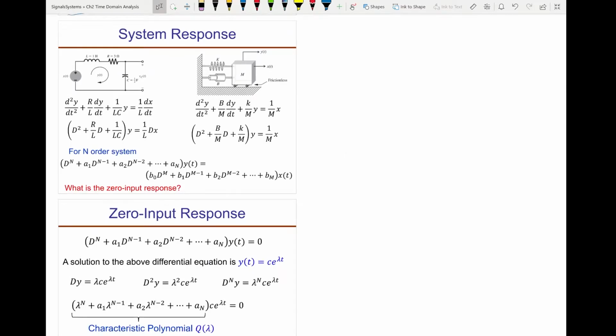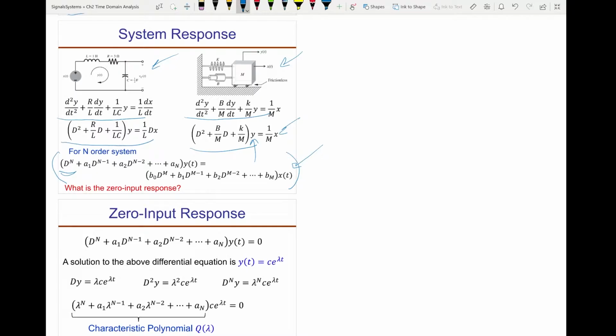In the previous chapter, or previous videos, we modeled this electrical system by this differential equation. And we modeled this mechanical system, or described the relationship between the input and the output, by this differential equation. This is the input, this is the output. Now, if the system is more complex, then it could be of a higher order, not just second order. It could be of n order, and that will be the differential equation that describes a system of n order.